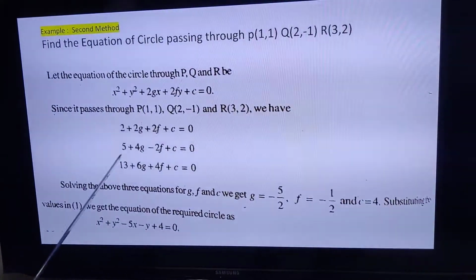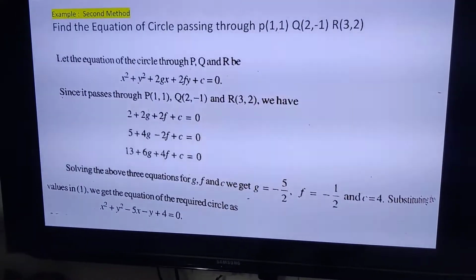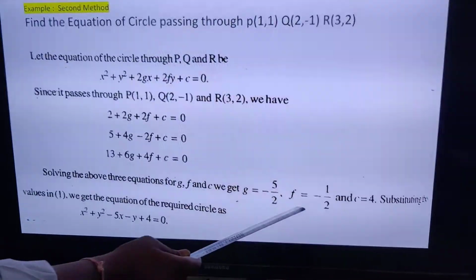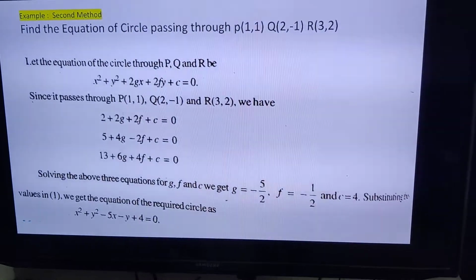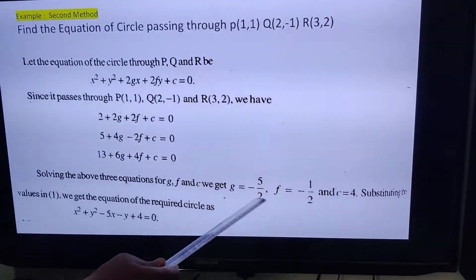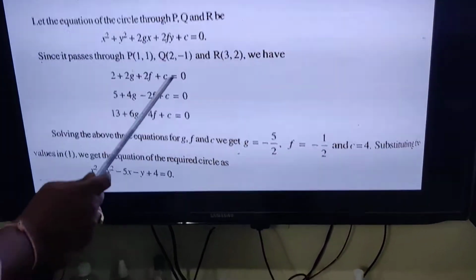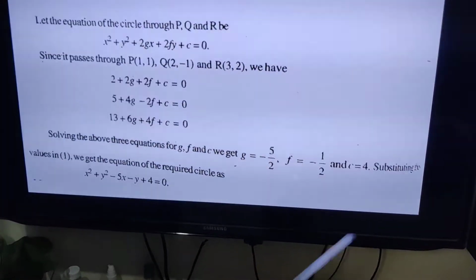By solving these equations in g and f, we get the values: g is equal to -5 by 2, f is equal to -1 by 2. After these g and f values, we put these values in the first equation, and we get the c value as 4.